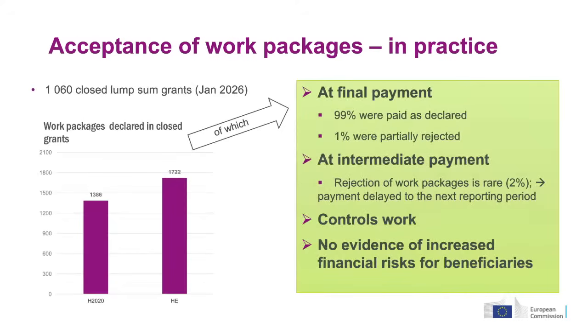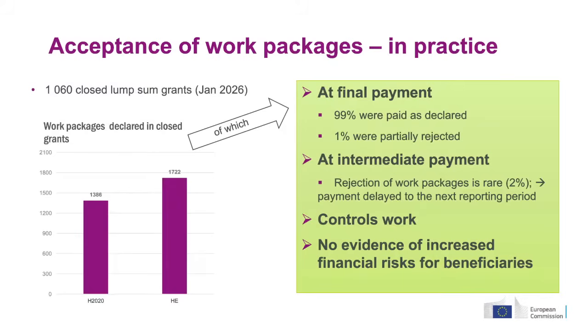Now we see a few numbers on how this works in practice, and that should hopefully reassure you that we don't treat lump sums very, very strictly, or much more strictly than actual cost grants in their performance. Here you see data from more than 1,000 lump sum grants that have been completed so far by January 26. I split this in Horizon 2020, the previous framework program, and Horizon Europe on the right-hand side. Together, this is like 3,000 work packages that have so far been declared completed in our grants. And you see that we paid 99% of those as declared, and only 1% were partially rejected.